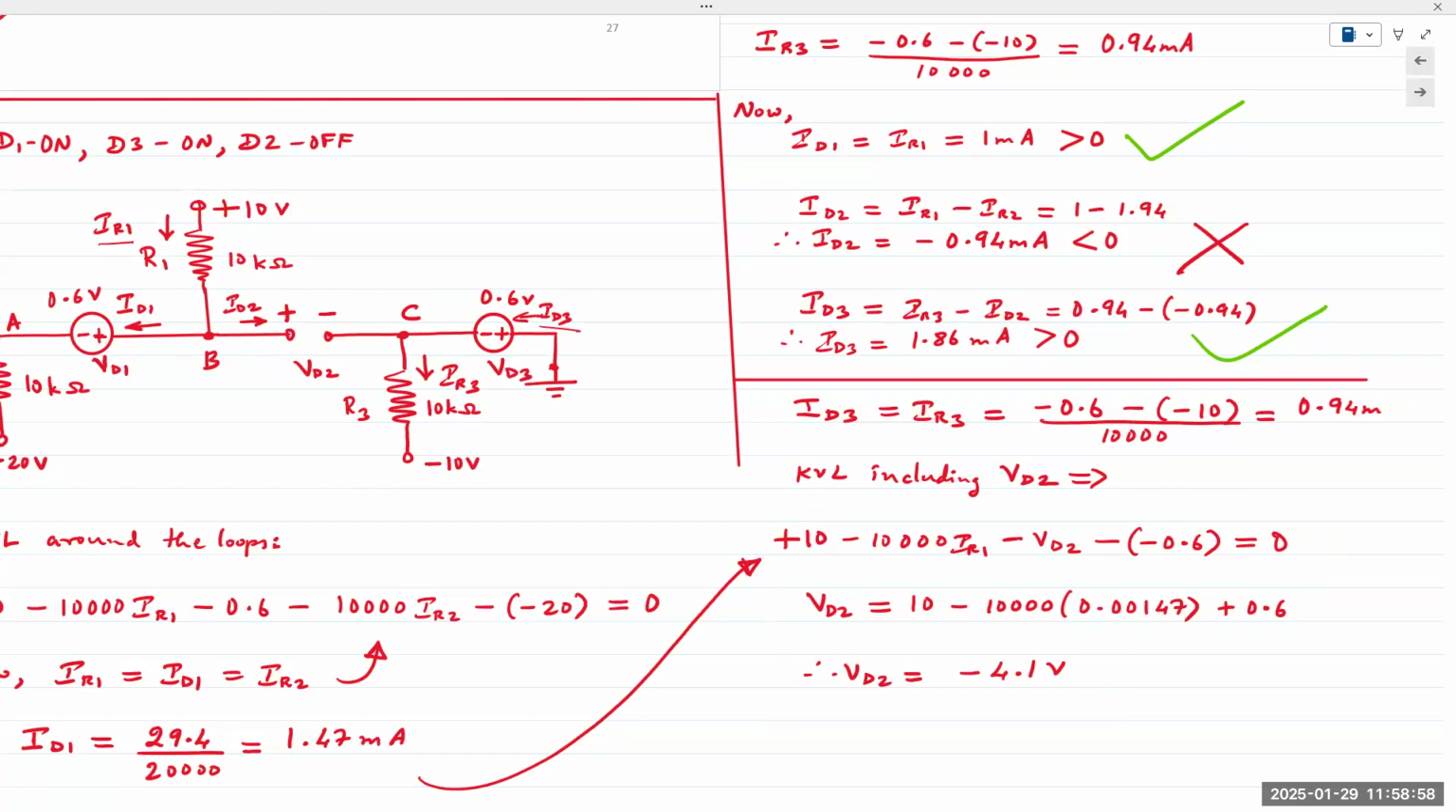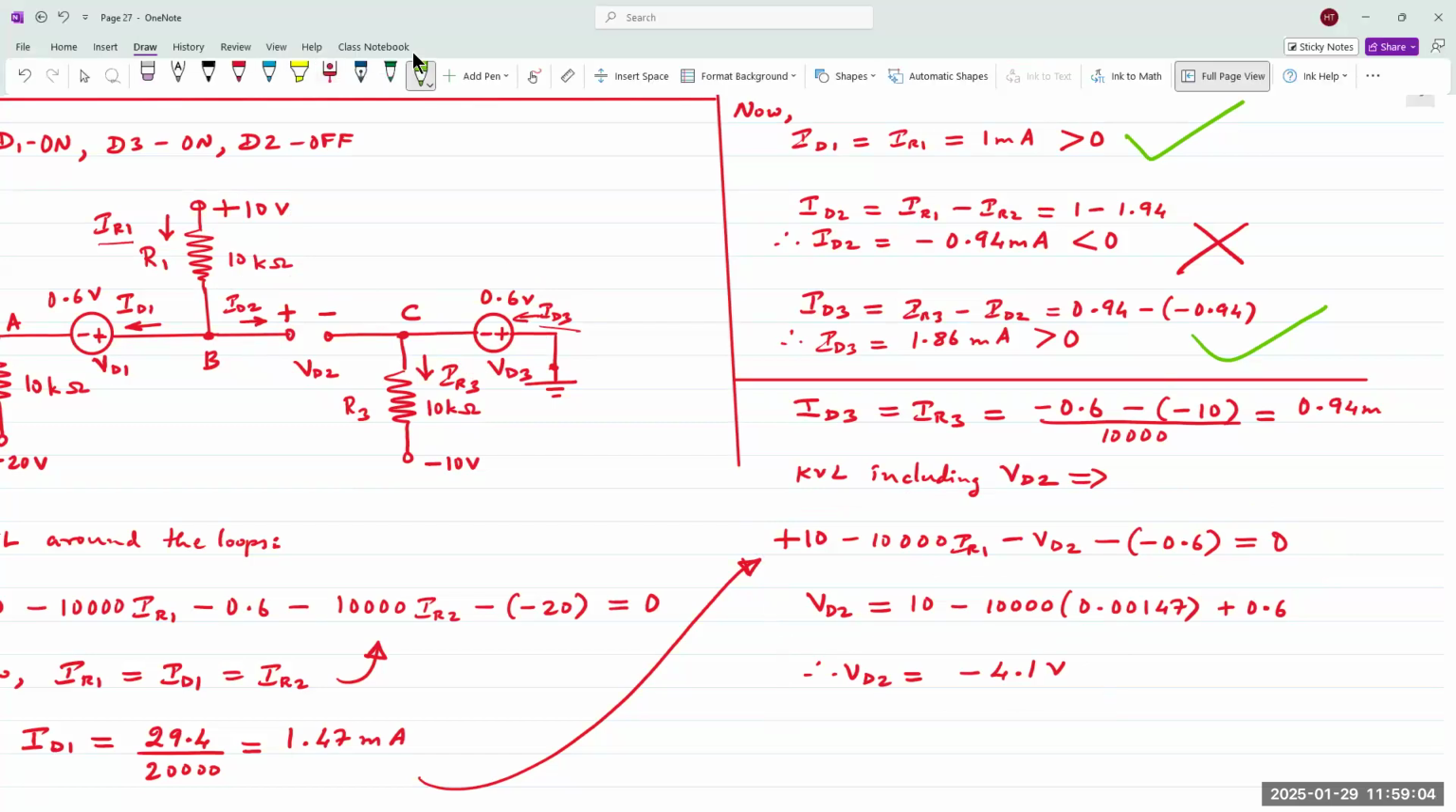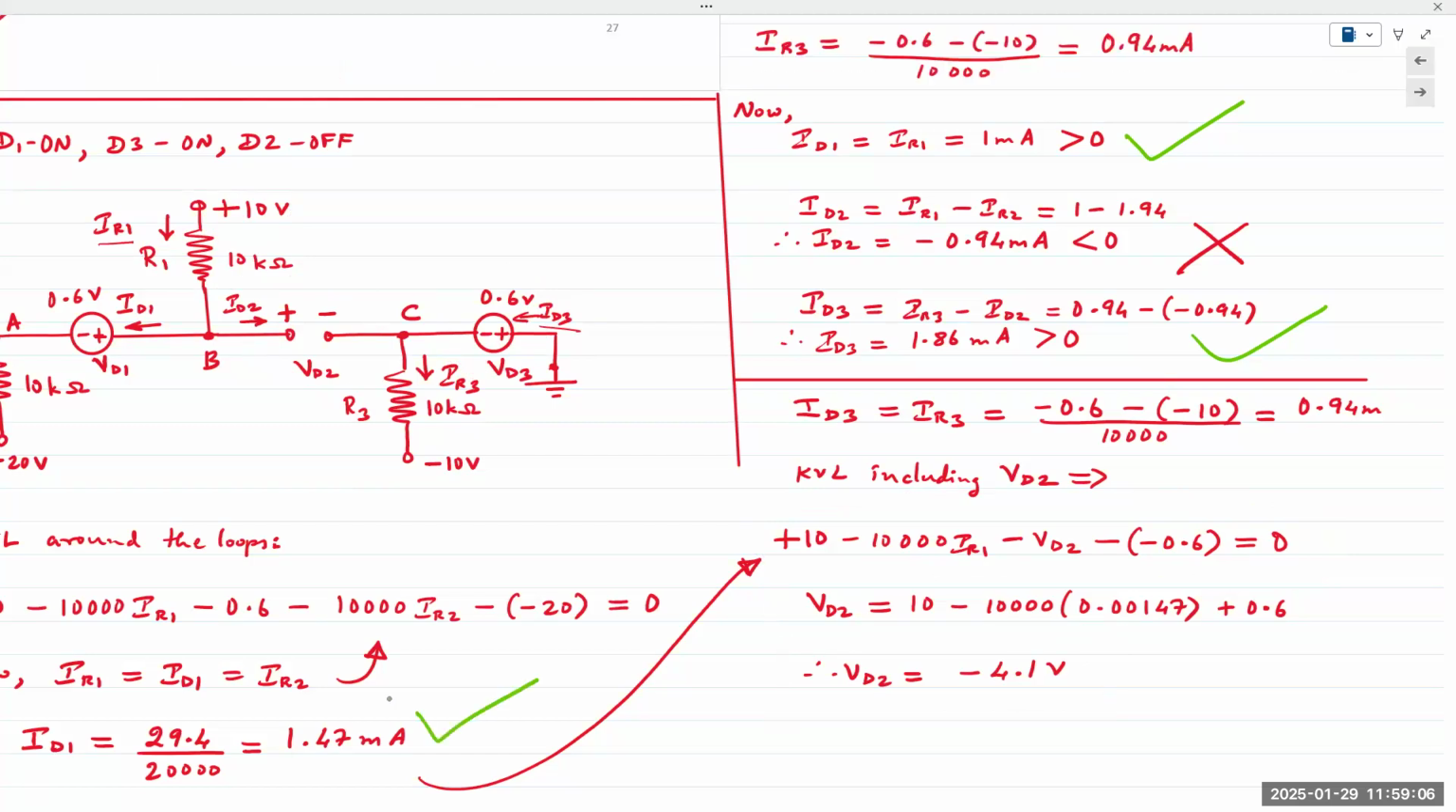So I don't need to do 7 more analyses. Just one more analysis and I'm done. So I'm going to mark this. This is correct. This is correct. And this is correct. Hence, this assumption is also correct. Yes.